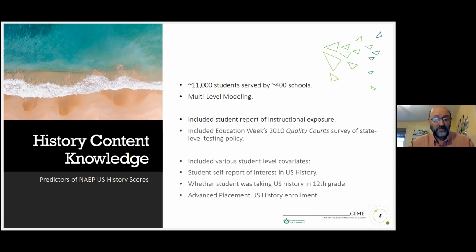All right, so just to give you a little bit of the structure of the study, as we learned this morning in the first session, these are large data sets, right? Well, the one we used was the 2010 U.S. history NAEP exam scores. We had approximately 11,000 students. Those 11,000 students were nested in approximately 400 schools. So that lent itself naturally to doing multi-level modeling. We also attached some other data to those scores. So we had student demographics, but we also included student report of instructional exposure. So it's not necessarily exactly what did happen in the classroom, but we heard, of course, a little bit about the student surveys this morning.